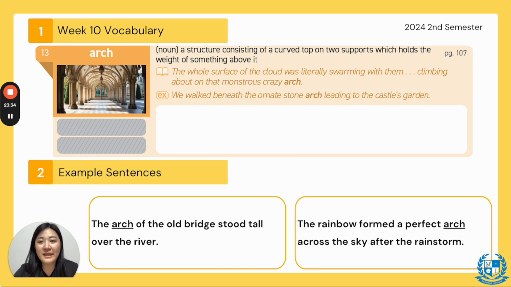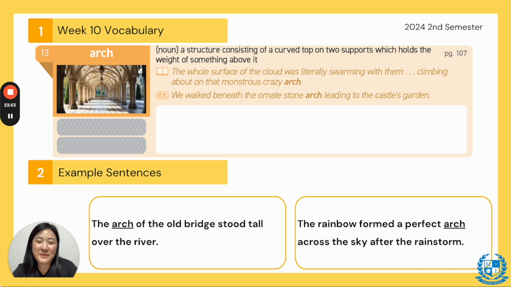So, in our book it says, the whole surface of the cloud was literally swarming with them, climbing about on a monstrous, crazy arch. And what was that arch? Yes, it was the rainbow. Good, 2 points for you, whoever answered.